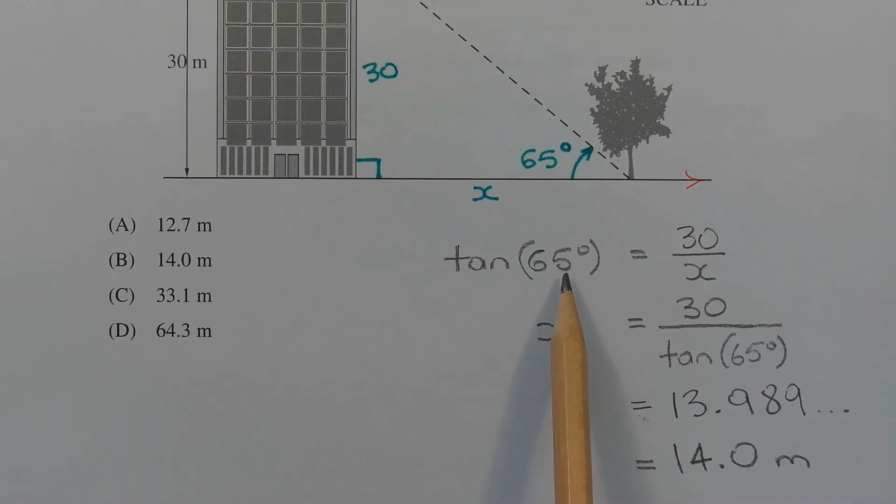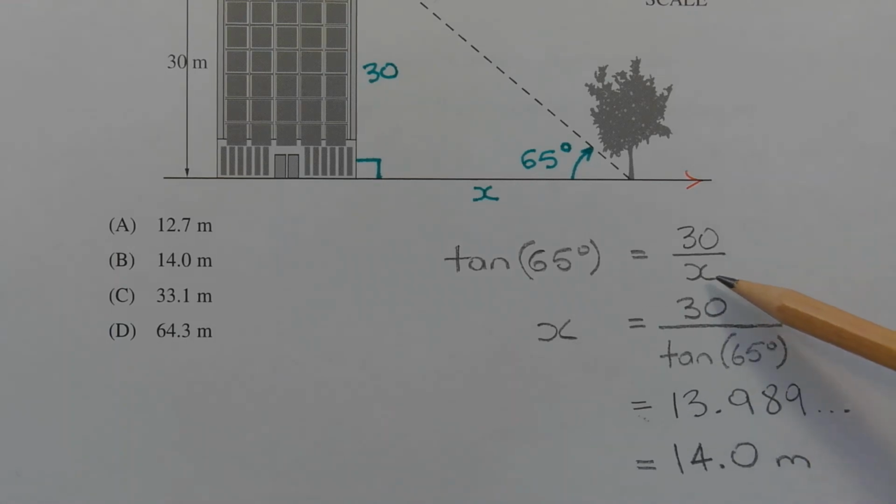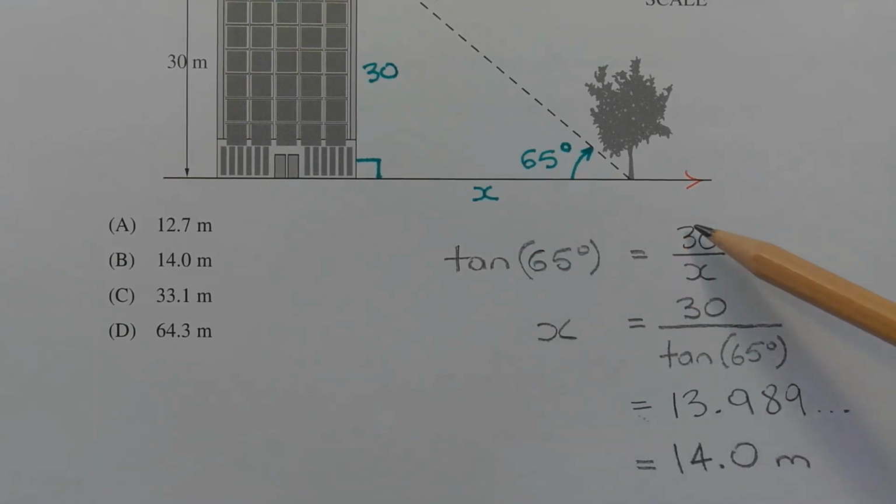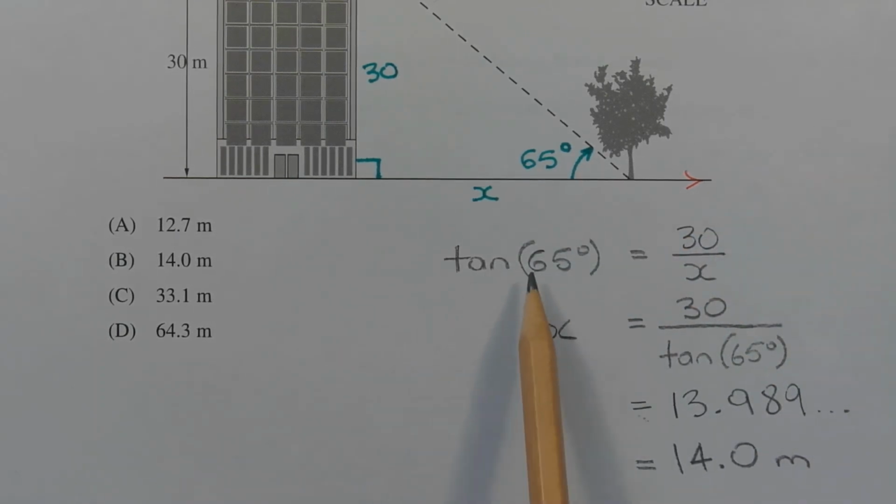Tan of 65 degrees is equal to opposite over adjacent, so that's 30 over x. Notice that the variable is in the denominator. So to make that the subject, we can place the 30 on top of tan 65, so 30 becomes the numerator, and tan 65 degrees becomes the denominator.